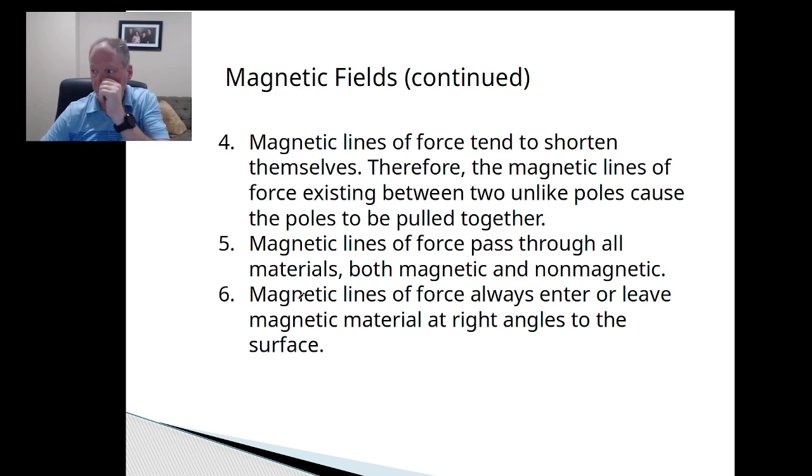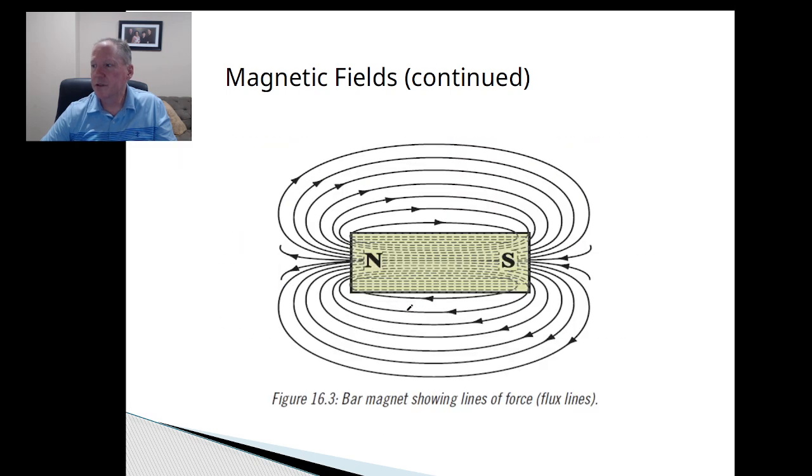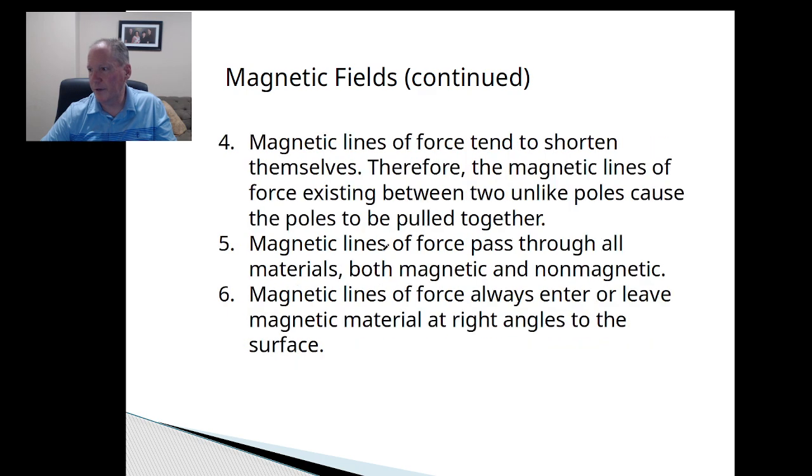And magnetic lines of force always enter or leave magnetic materials at a right angle to the surface. So if this is the surface, this here is always going to be a right angle. So it'll come in and enter and leave at a right angle.